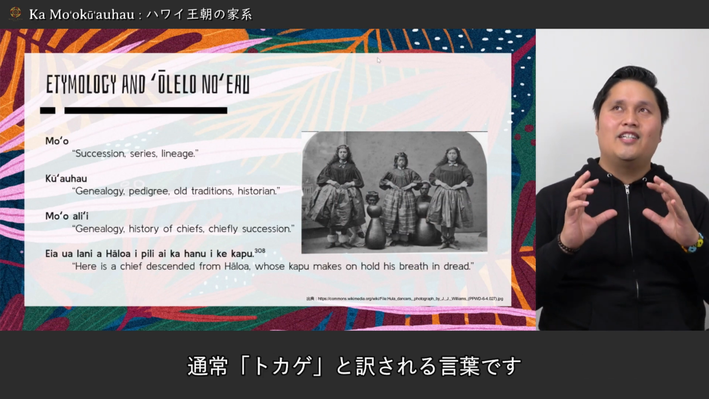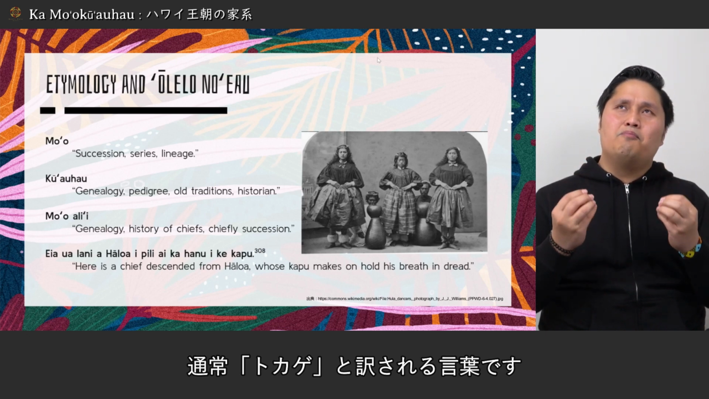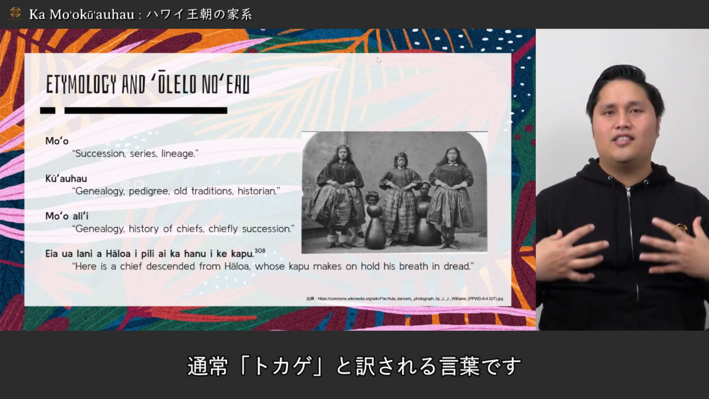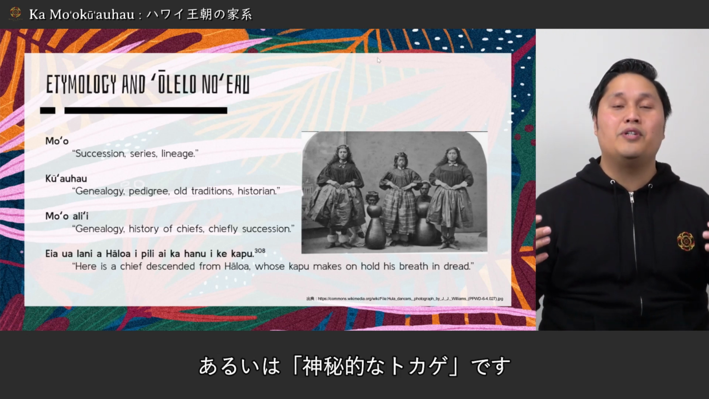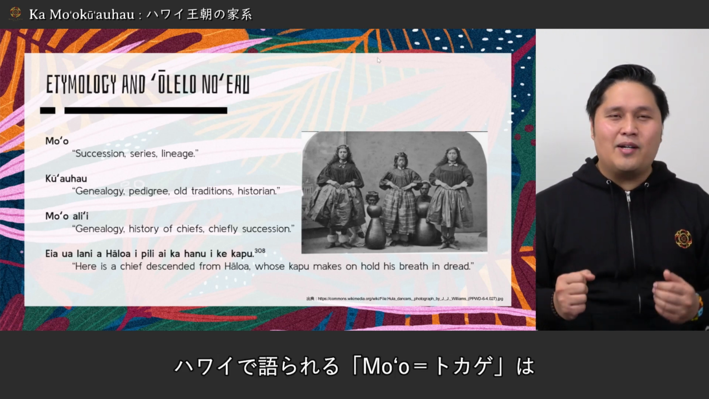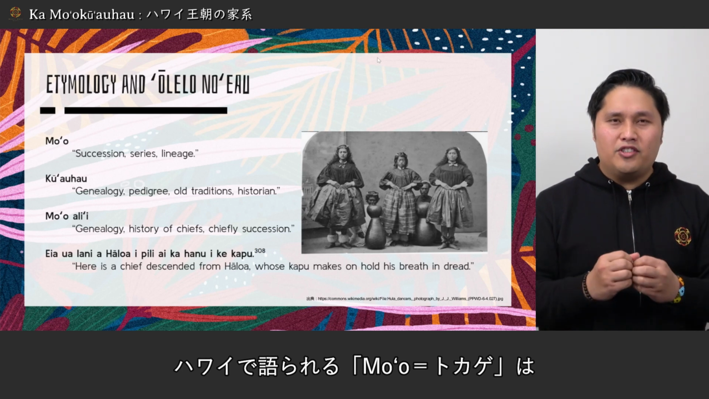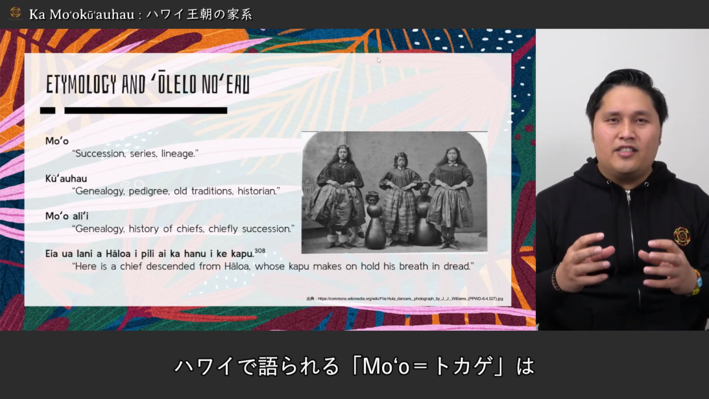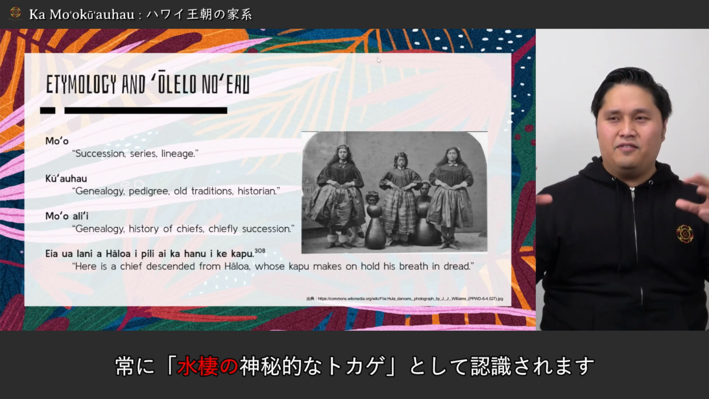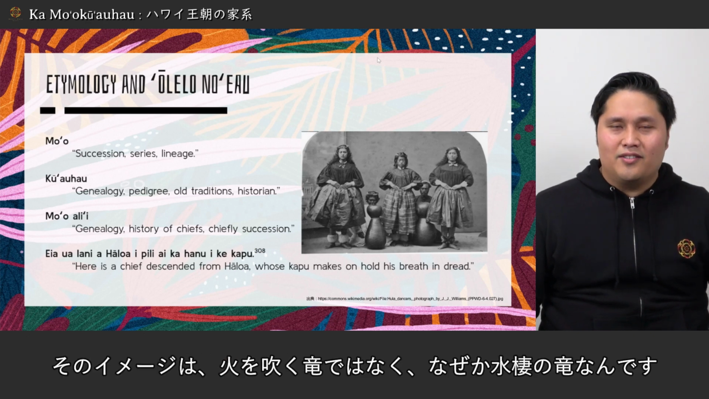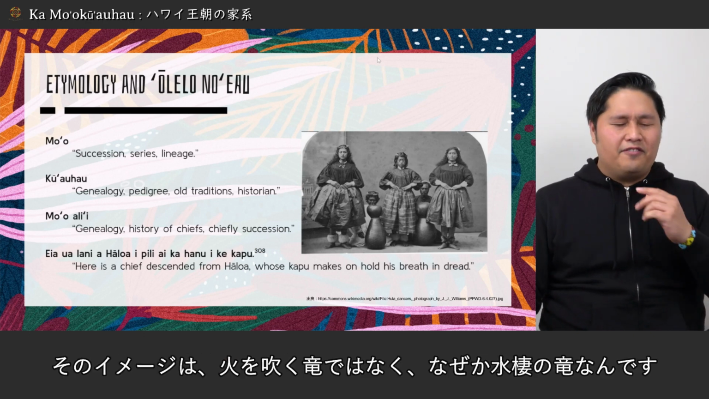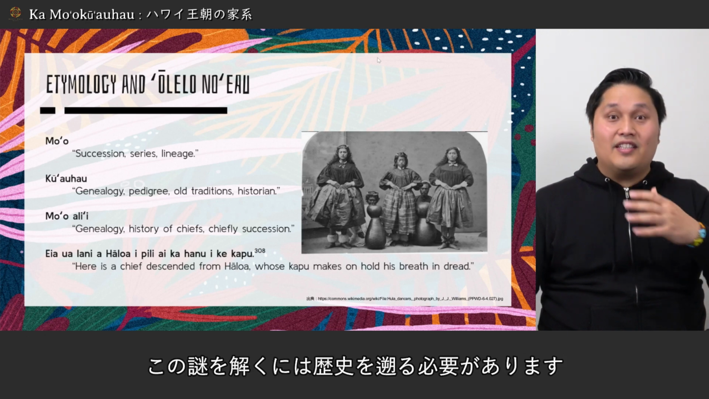We've heard this word mo'o before, and usually it translates as a lizard or perhaps a supernatural lizard. What's interesting about mo'o in Hawaiian culture, these supernatural, dragon-like giant lizards, is that they always lived in water. Water. Not fire-breathing. So it's very interesting.